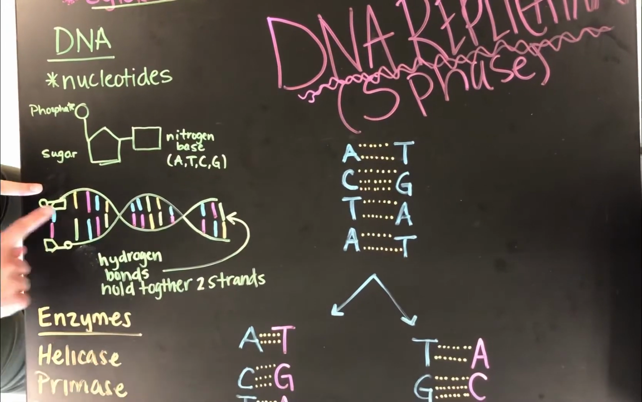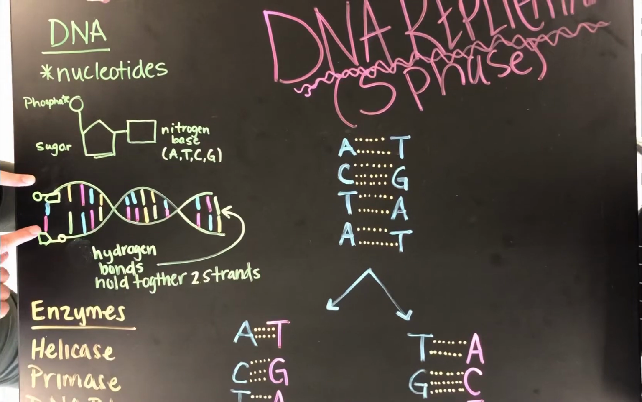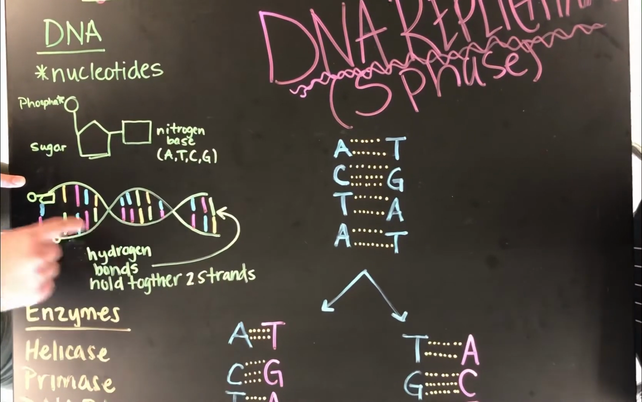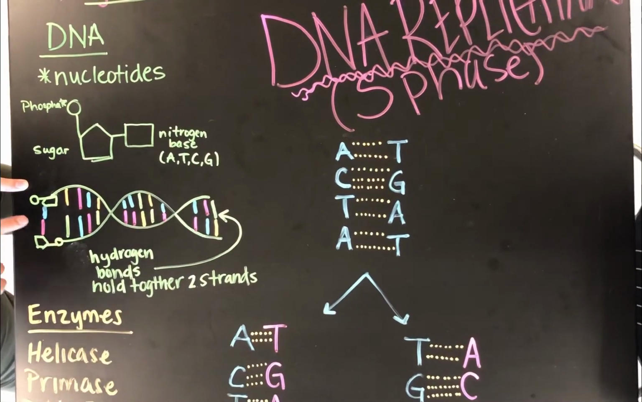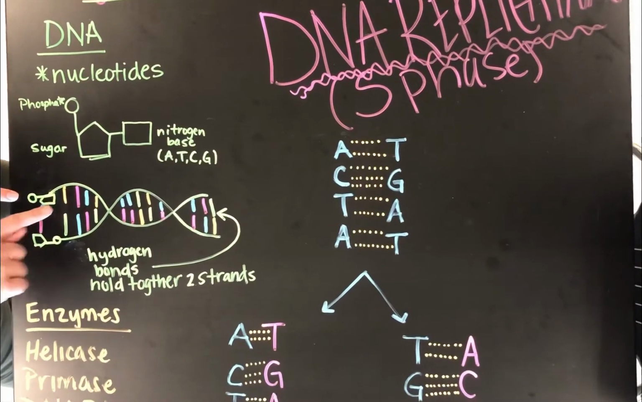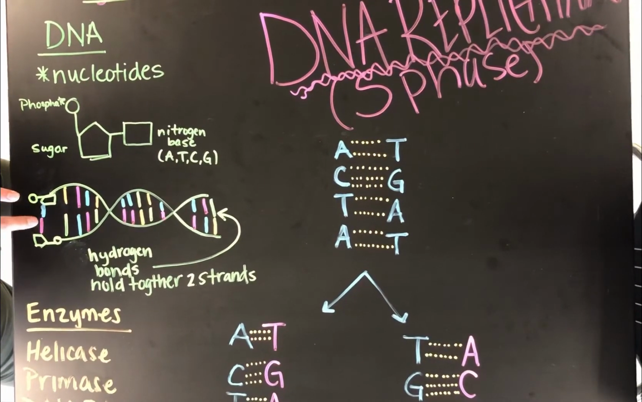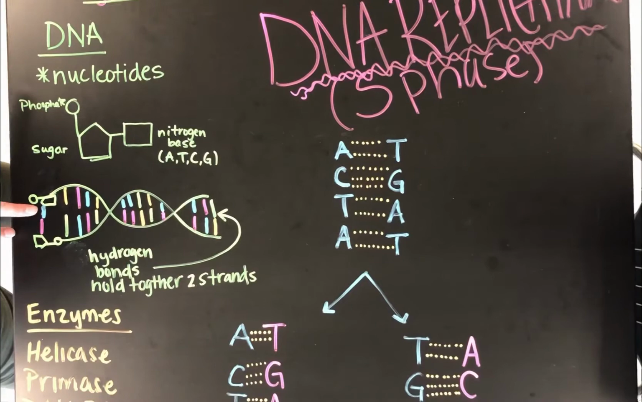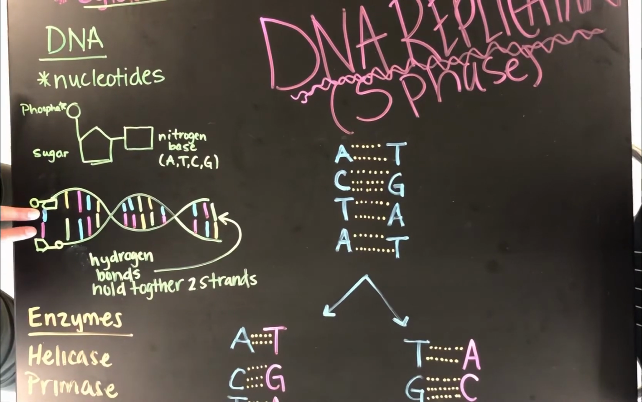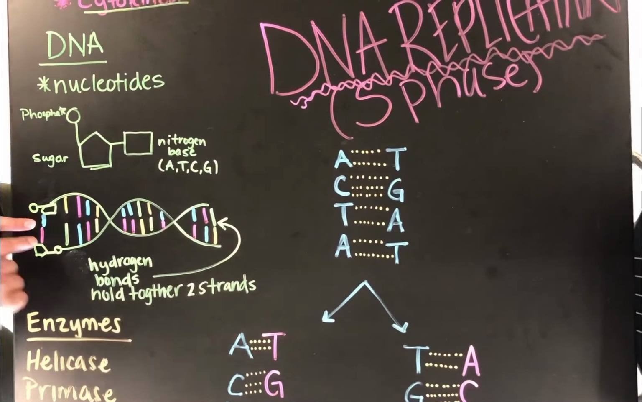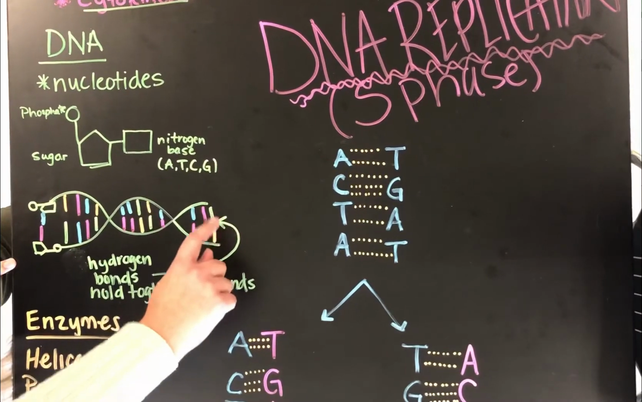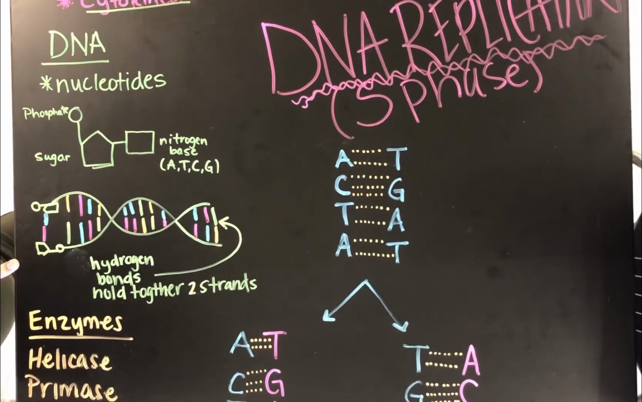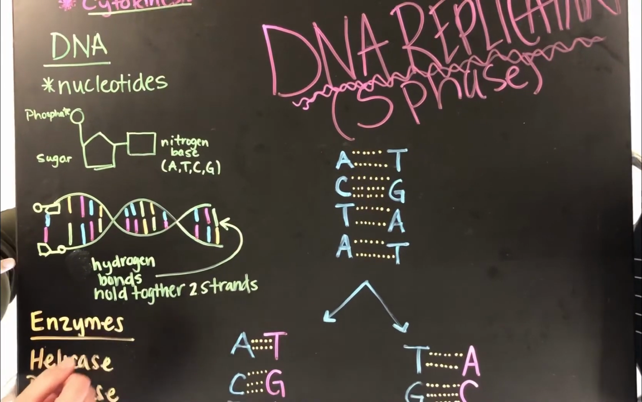So look at a DNA model right here. It's that twisted double-stranded helix, and we have our phosphate, our sugar, and then our nucleotides that connect. So we can say this is cytosine, and it will bind with guanine. So how does it do that? It uses those hydrogen bonds in between those 2 bases to hold together the 2 strands.